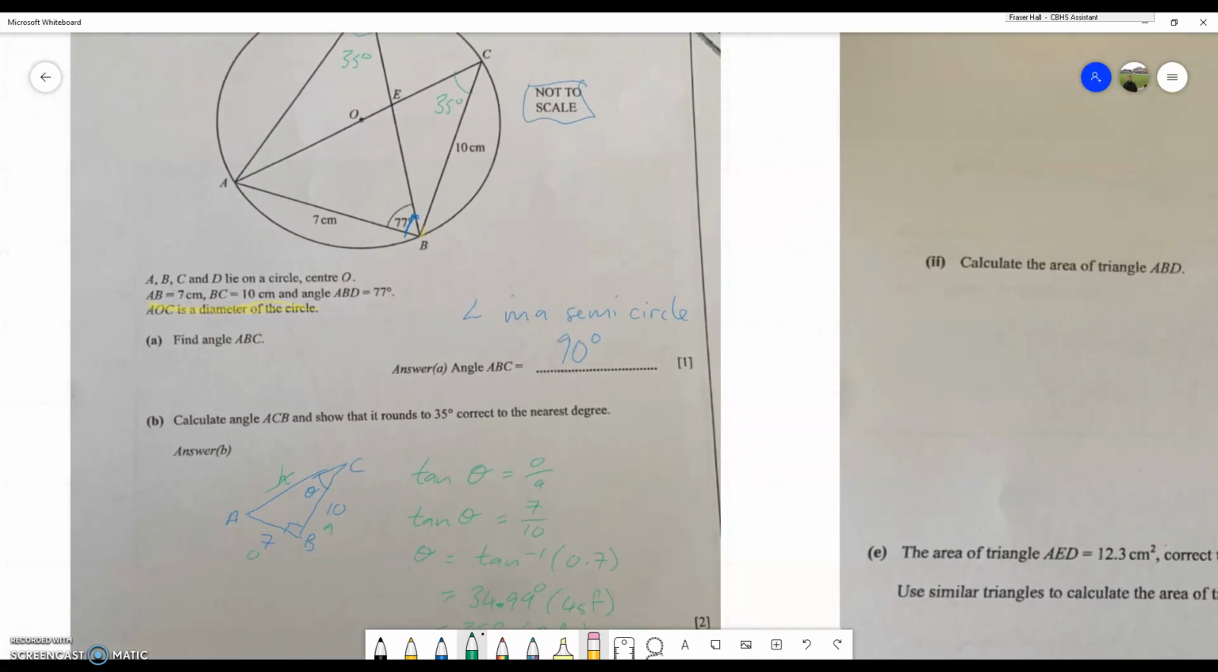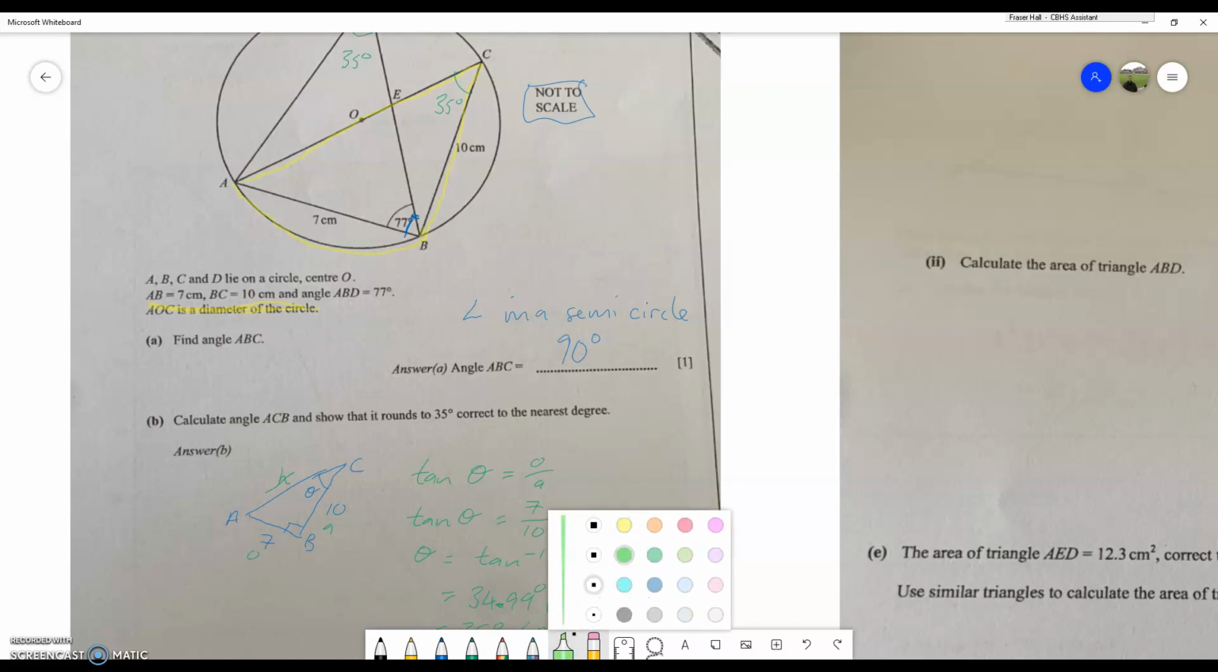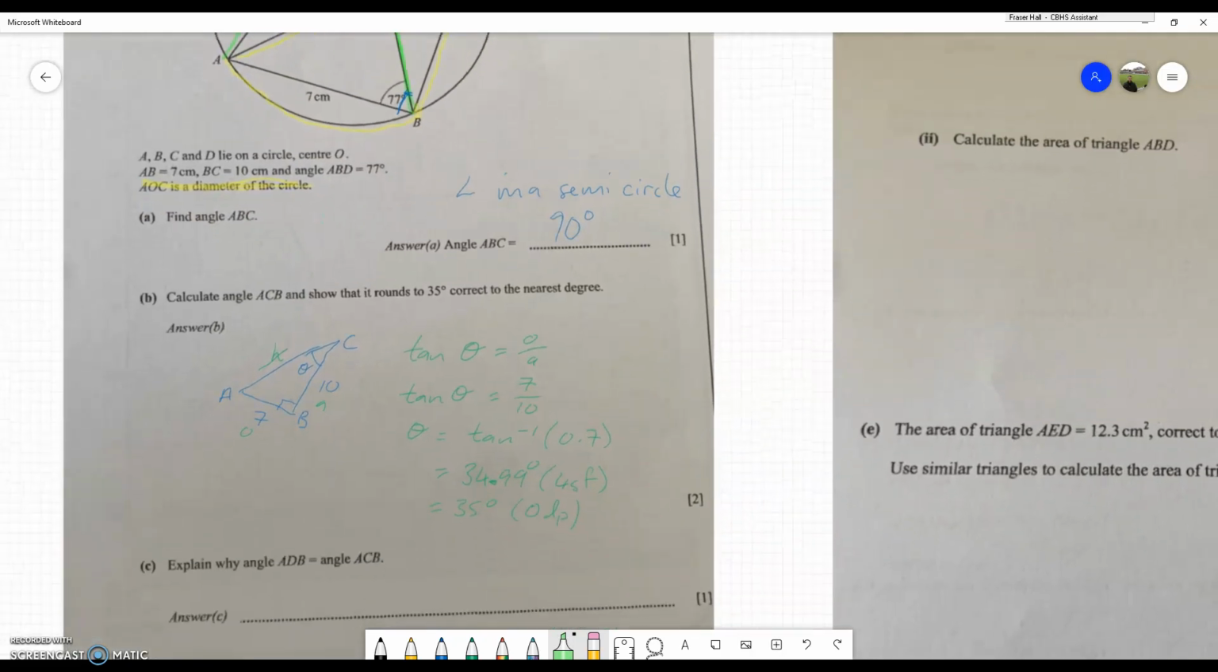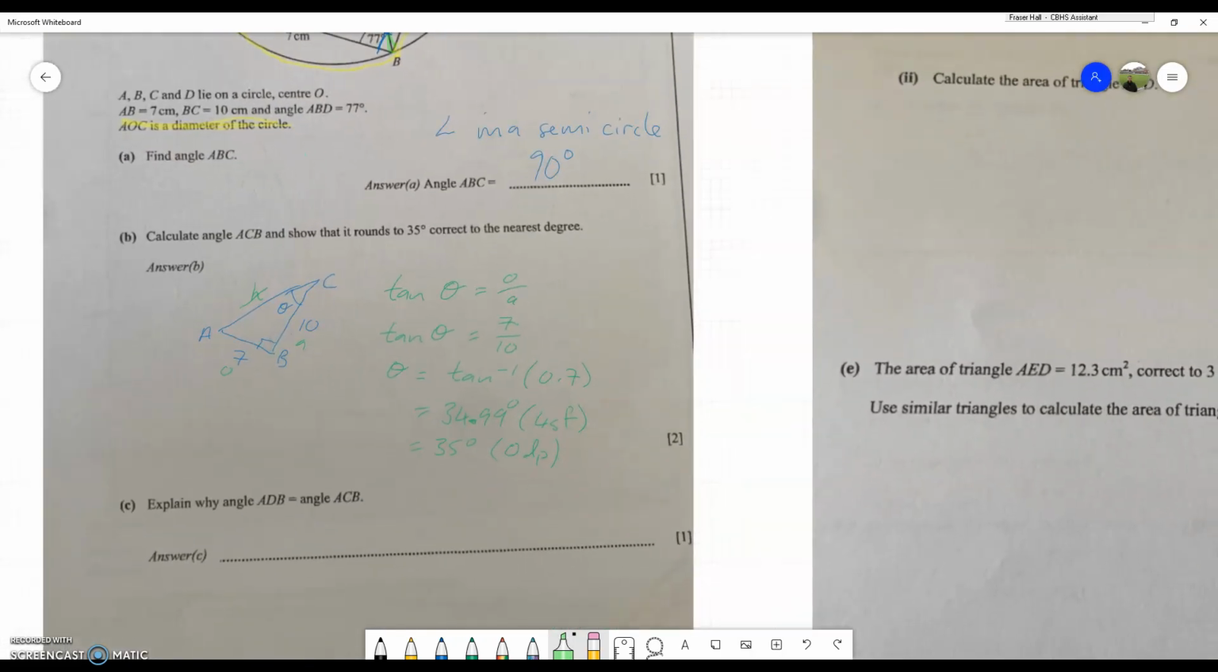And the reason why is pretty simple. We have the rule that angles that share the same arc, you can see that both of these angles start and finish at points A and B, so they share the same arc, so they must be the same. So I can write: the angles share the same arc.